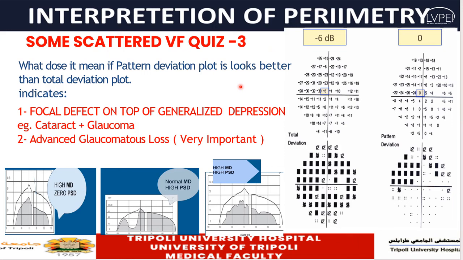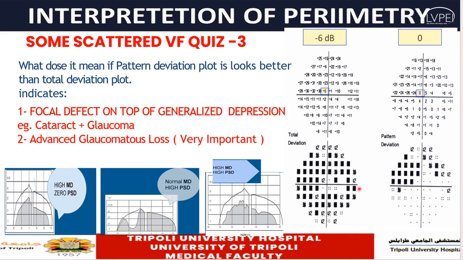The third quiz is: what does it mean when you find the pattern deviation plot looks better than the total deviation plot? When you look at this printout, the first impression is that the pattern deviation probability plot, compared to the total deviation probability plot, looks better. But this is actually not better; it represents a local defect on top of a generalized defect.